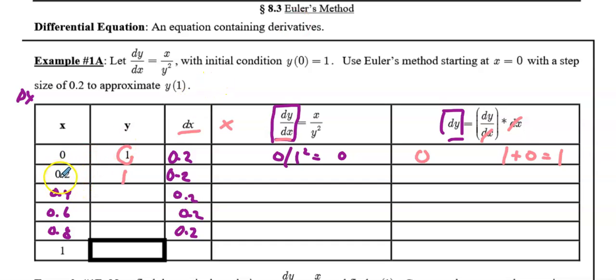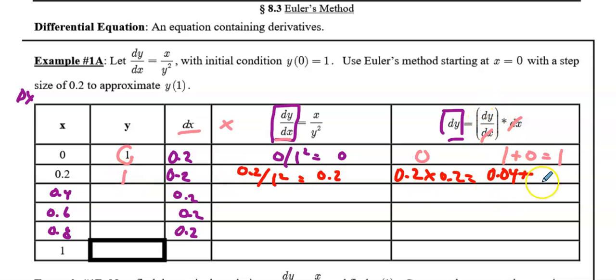Now we have x is 0.2, our y is still 1. So if we plug back into our differential equation, x now is going to be 0.2, and we're going to divide by 1 squared. So this is going to be 0.2. We're just simply plugging in here, and we're going to multiply 0.2 times 0.2. So we're multiplying our delta x by our dy/dx, and we're going to get 0.04. And so what we want to do is take the value that we have here and add it to our y value, because remember, this is our change in y.